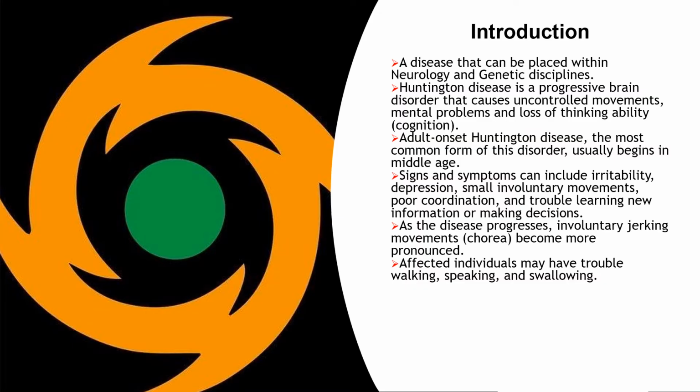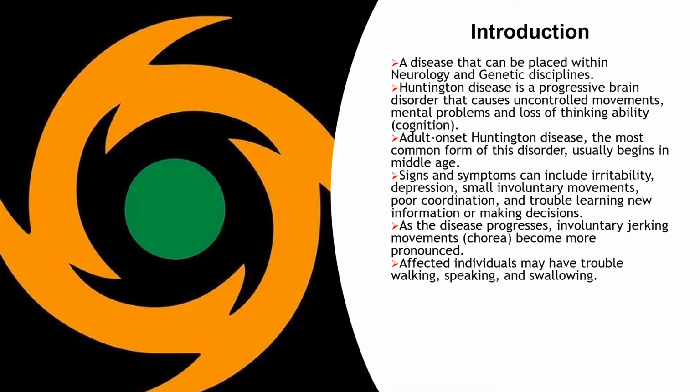So a bit of introduction or background to begin with. Huntington's disease is a disease that can be placed within neurology and genetic disciplines, and it is a progressive brain disorder that causes uncontrolled movements, mental problems, and loss of thinking ability in context of cognition.